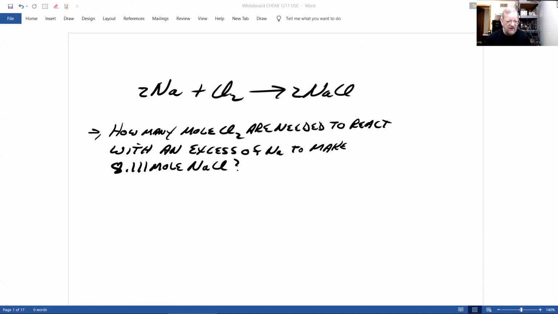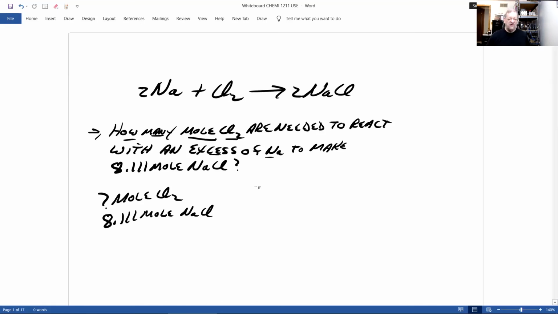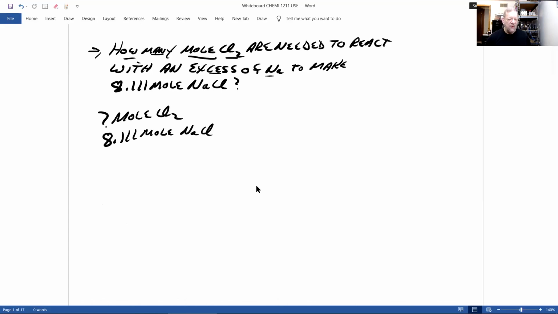So what are we trying to find? How many moles of chlorine gas? And that's Cl2, not Cl, chlorine atoms. And we're given an excess of sodium. As soon as you see excess, you can ignore it. But we are given 8.111 moles of sodium chloride. So the question is, what do we do? Well, this is the only number I have to start with.